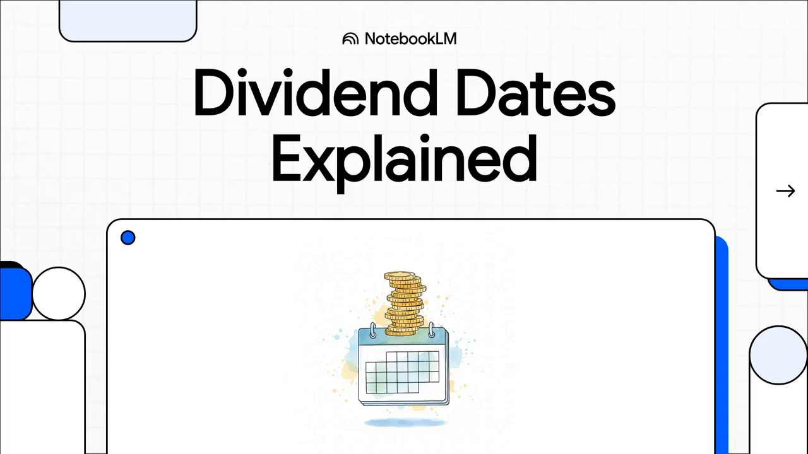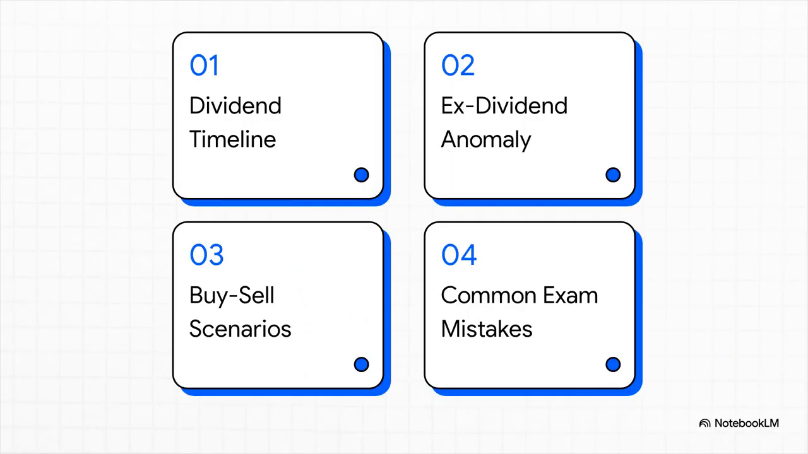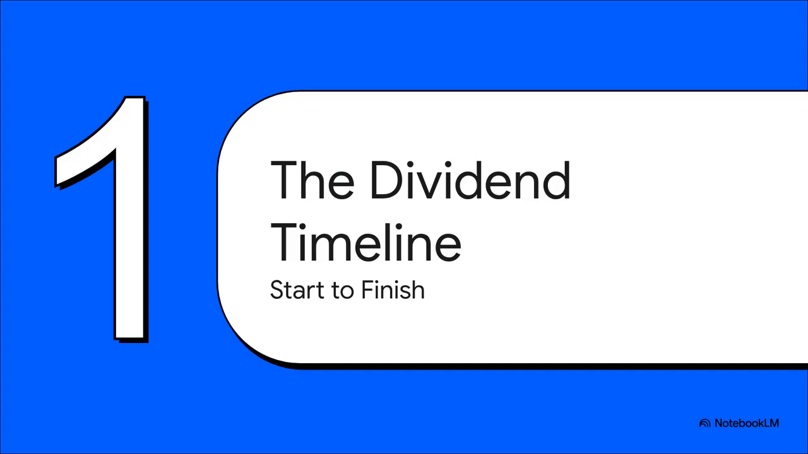So we're going to map out the complete timeline so you can confidently tackle literally any question the test makers decide to throw your way. So here is our roadmap for today. First, the complete dividend timeline. Then, we'll tackle the Ex-Dividend anomaly, break down a practical buy-sell scenario, and finally, wrap up with those super common exam mistakes. All right, Section 1, the dividend timeline.